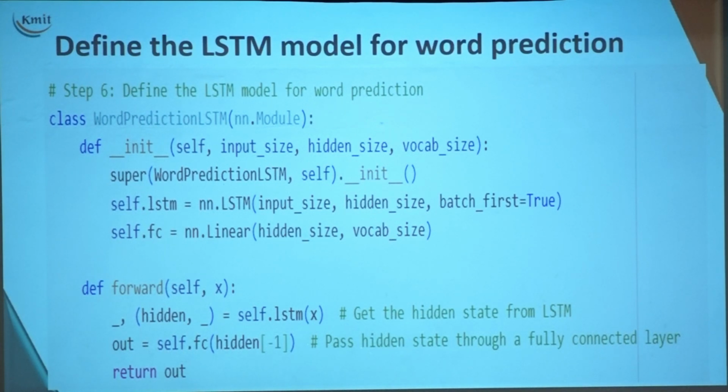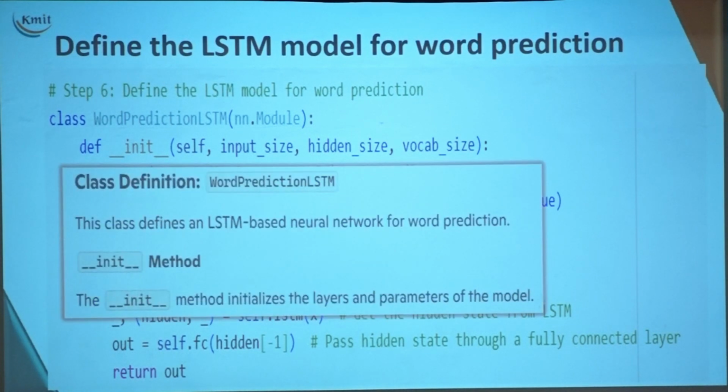For that I am creating a class called word prediction. Now, I'm defining a class here called word prediction LSTM, and this particular class defines an LSTM based neural network for word prediction. There is this init method here. It is going to initialize all the layers and the parameters that are present inside this particular model. Are you clear enough with this, right?